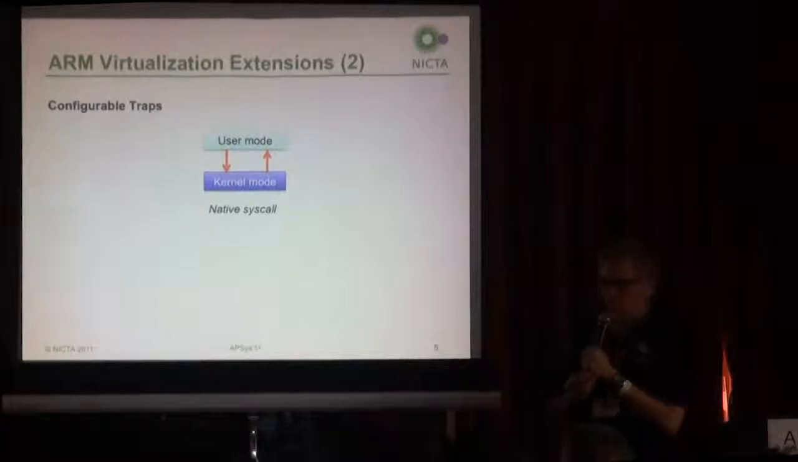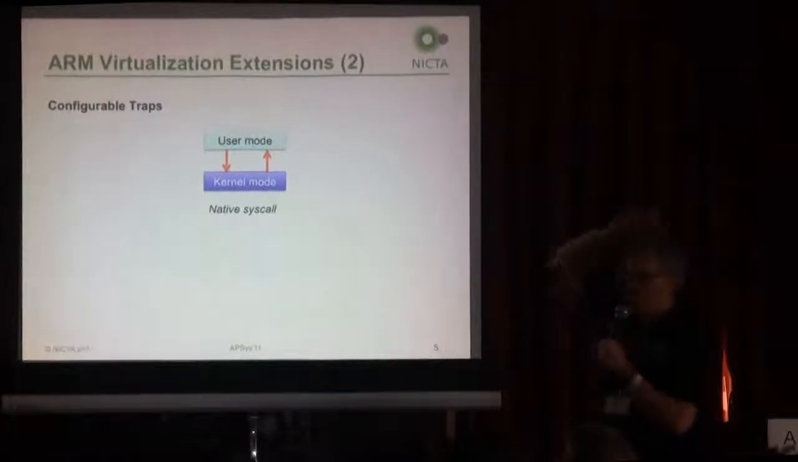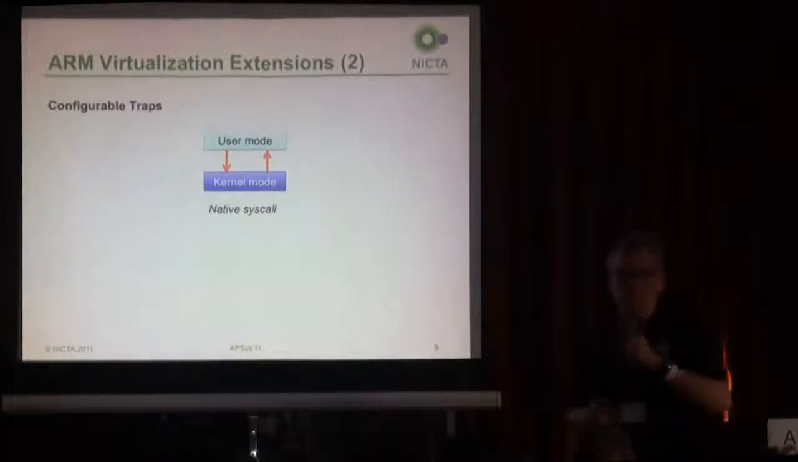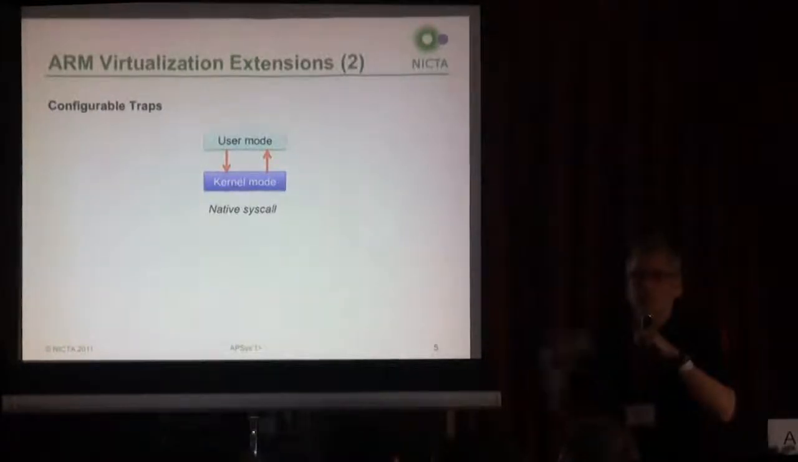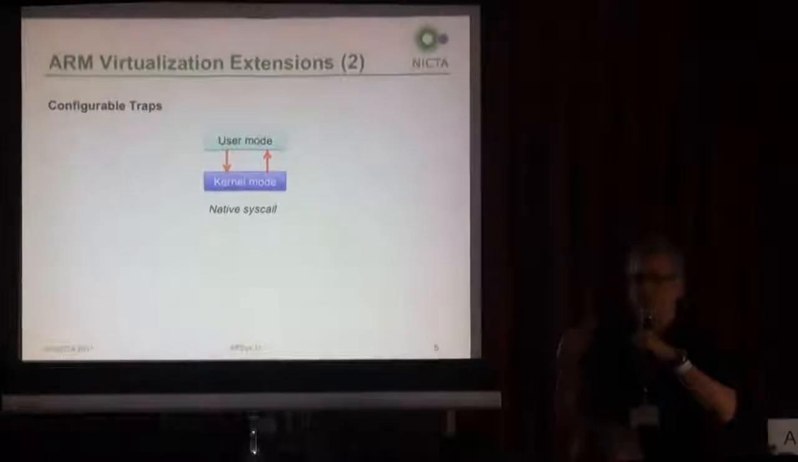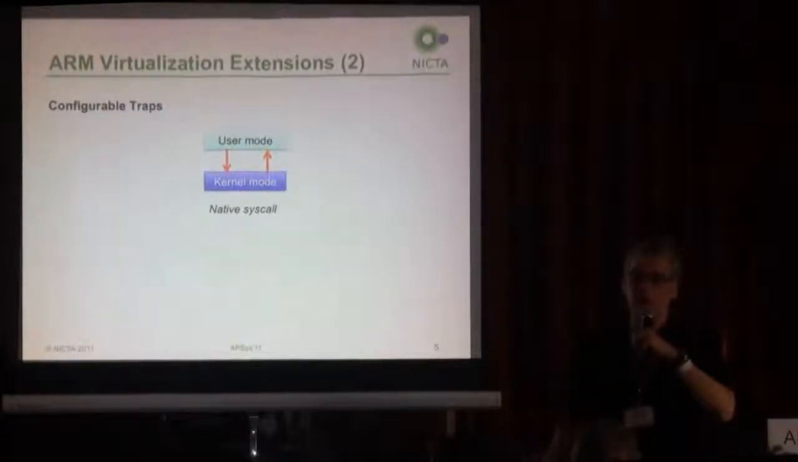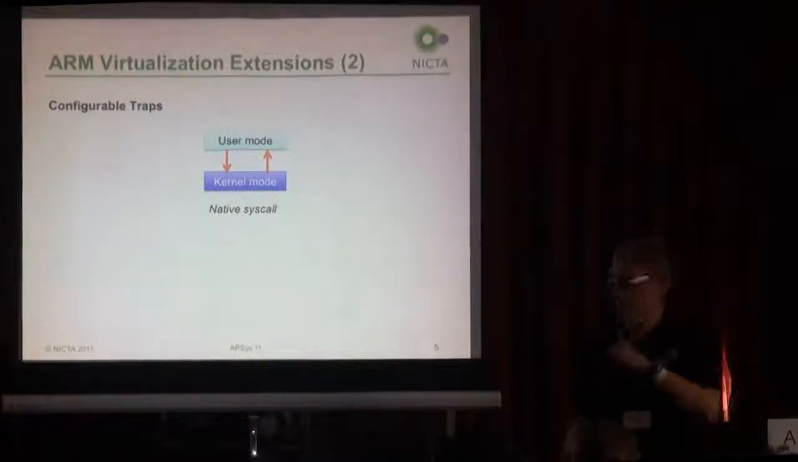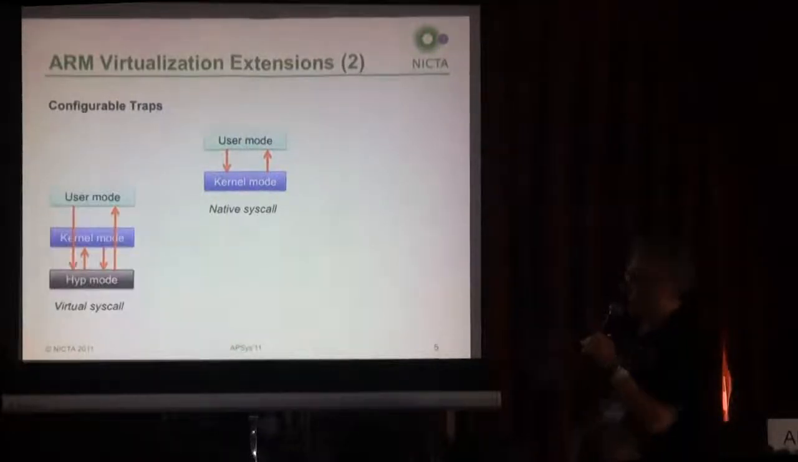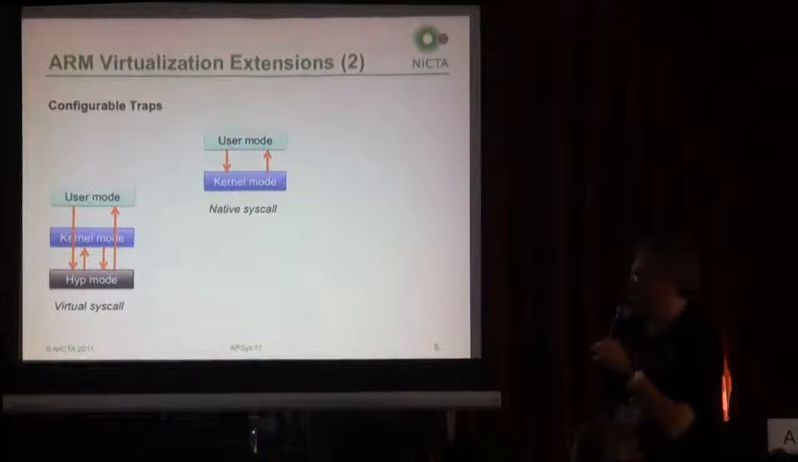So what else do they provide? One of the most important things as far as performance is concerned is configurable traps. Normally, para-virtualization massively outperforms binary or pure virtualization, because in pure virtualization, every sensitive instruction traps into the hypervisor, and that is of course very expensive. So what ARM does is support that by what's called configurable traps.